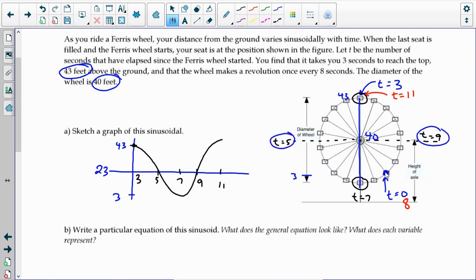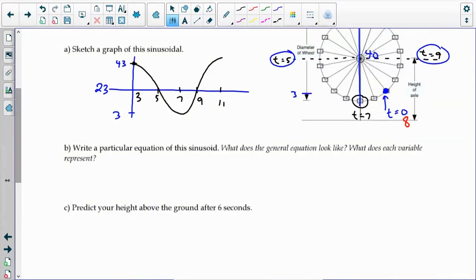So now let's write a particular equation that deals with this. Well, this equation, the one that I graphed, is going to be a cosine. So y equals 20. The reason why it's 20 is that my amplitude is 20. From 23 to 43 is 20.